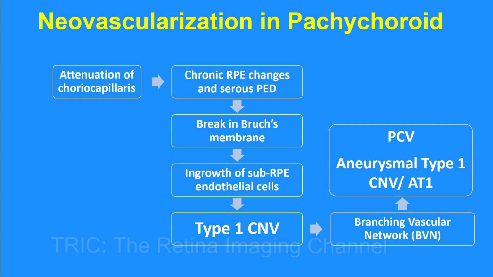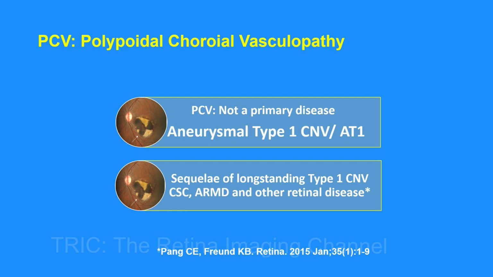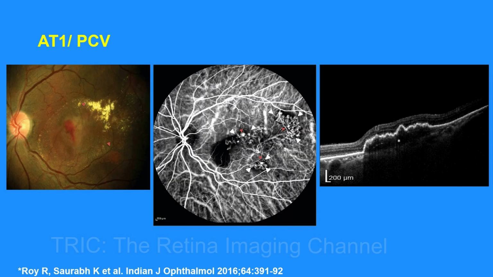These dilatations are nothing but polyps. So PCV or polypoidal choroidal vasculopathy develops out of a type 1 CNVM. Previously it was called PCV. Now, after understanding this pathogenesis, it is termed as aneurysmal type 1 CNVM or AT1, which is basically a variant of type 1 CNVM. So from the context of pachychoroid phenotype and pachychoroid disease spectrum, PCV is not considered a primary disease. It is considered as a variety of type 1 CNVM which is aneurysmal, and it is called AT1, and it can be seen in many diseases which develop type 1 CNVM like central serous choroidopathy, ARMD and other retinal diseases.